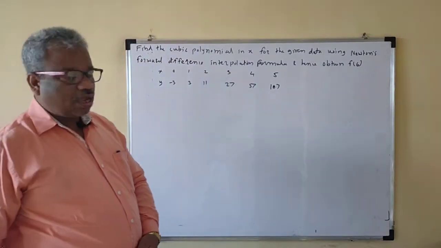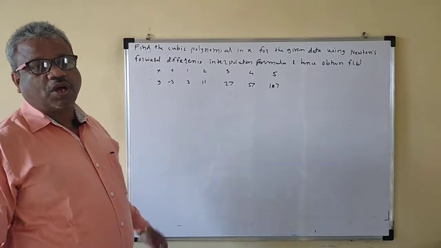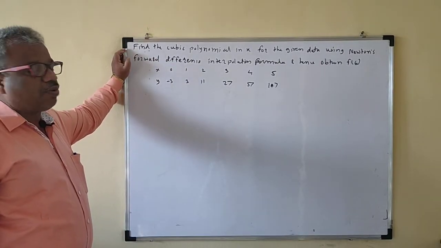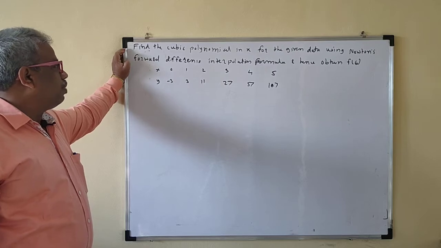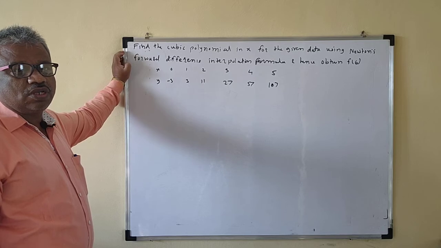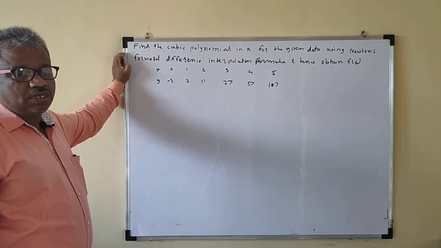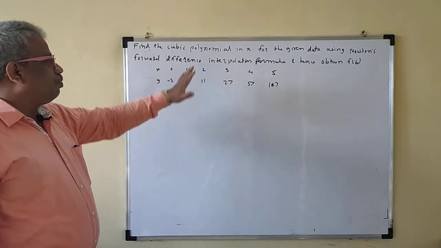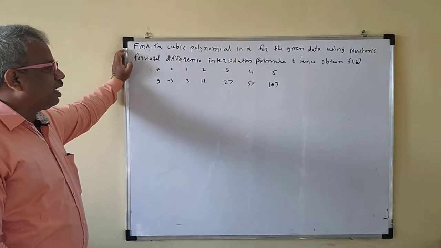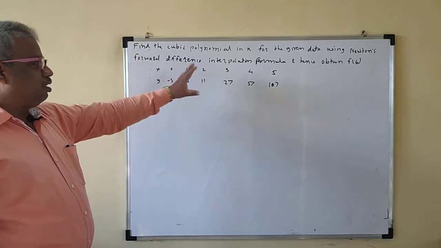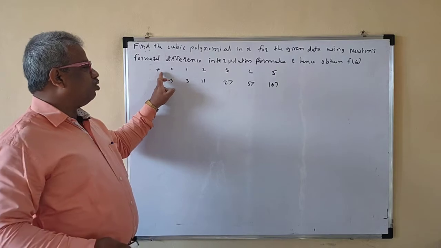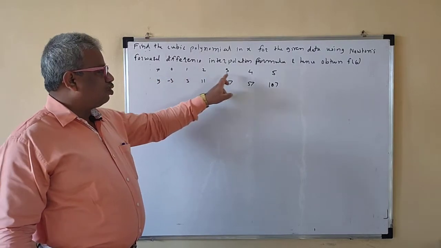Today we will see how to apply Newton's forward difference interpolation formula and Newton's backward difference interpolation formula. With the help of these we have to solve this problem: find the cubic polynomial in x for this given data. We have been given the values of xi: 0, 1, 2, 3, 4, 5.